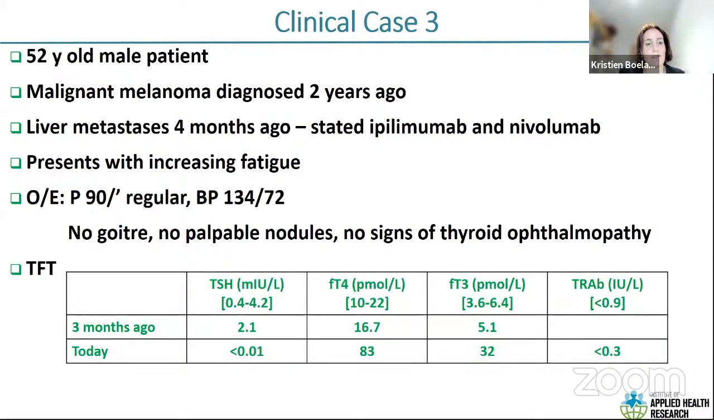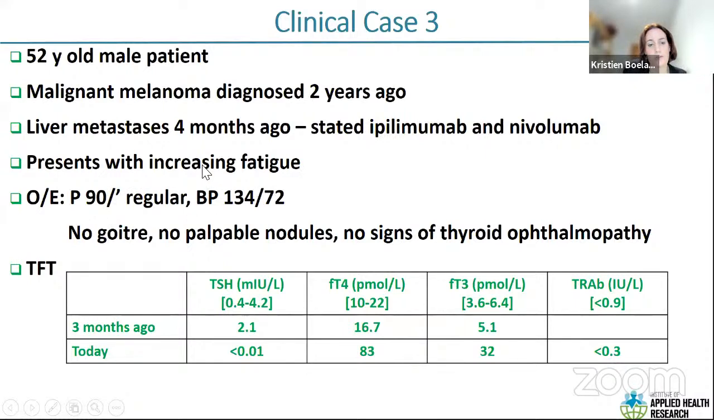Moving on to the next case then, and changing tack a little bit here. So this is a 52-year-old male patient who has been diagnosed with a malignant melanoma 2 years ago. He developed liver metastasis 4 months ago, and he's on combination therapy with 2 immune checkpoint inhibitors. He presents with increasing fatigue.